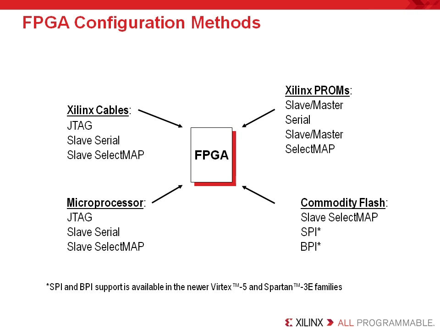Some new configuration options have just become available to Xilinx users. The Serial Peripheral Interface, SPI, and the Byte-Wide Peripheral Interface, BPI, configuration schemes allow users to purchase off-the-shelf commodity flash components. The flash memory can then be used to store the configuration bit stream and for the user's application memory, if the user is building an embedded system.